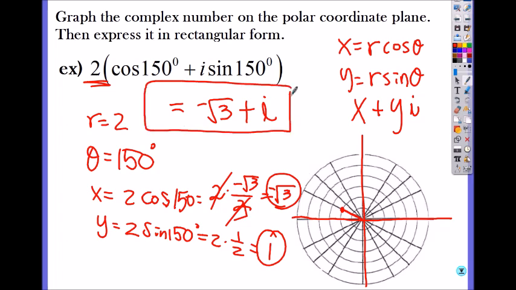Guys, what if they just give you i? What will be the coordinate of just i? It will be 0, 1. If they just give you the whole number, then it's negative root 3, 0, while i is 0, okay? Let's do one more.